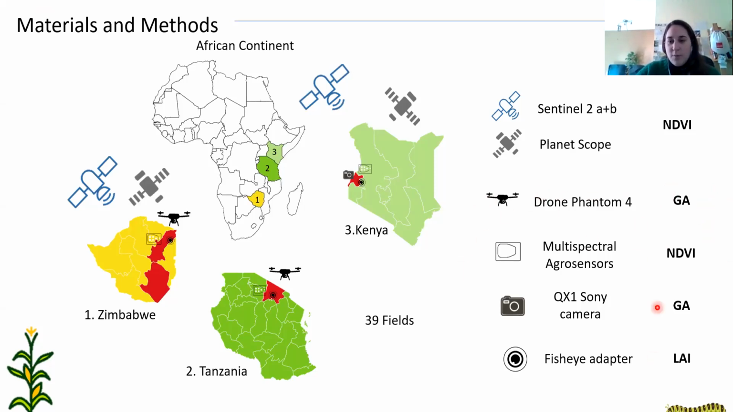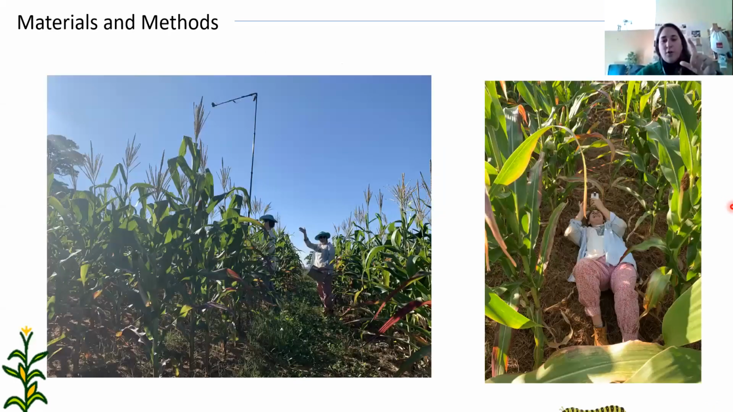After, we used multispectral AgroSensors to calculate NDVI. This multispectral camera was on a pole at 5 meters, simulating the drone that we cannot fly. And we put an RGB camera to calculate the GA. NDVI, the normalized difference vegetation index, is to see the biomass that the plant has. The GA is green area, a percentage of the green area that you have in the photo that you take.